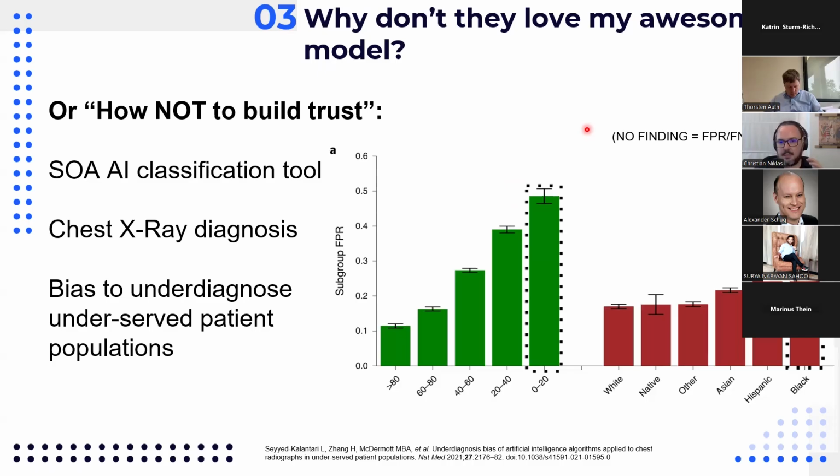But if you then look at the specific subgroups that were underrepresented in the development, you see that they perform way less well in underrepresented groups, like, for example, children or ethnic minorities. This might be a bit confusing, but in this case they plotted no finding as the false positive rate or false negative rate in this study. So if you look at this study later on, be mindful that the higher the bar is, the worse it is for the people, and especially for children.